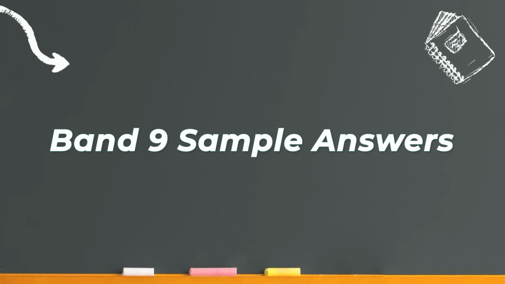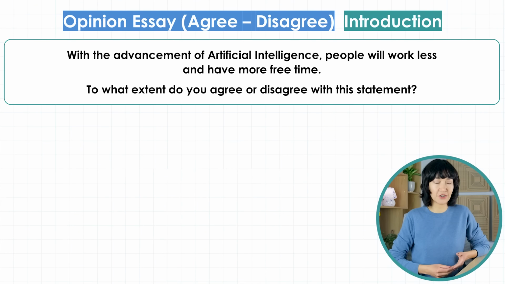Now, the most interesting part. It's time to look at some sample extracts from our Task 2 essays. With each one, I'm going to look at one of the 4 task descriptor criteria. And let's start with the first paragraph from our examiner, an introduction to the opinion essay. So this one states that with AI, people will work less and have more free time.